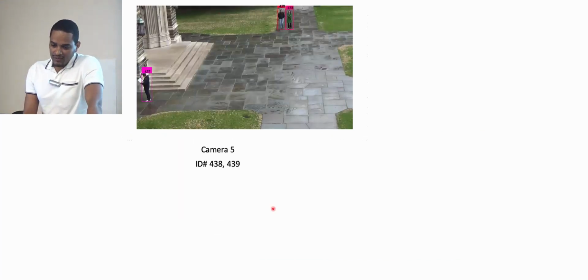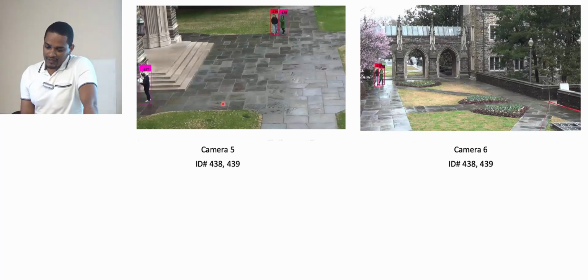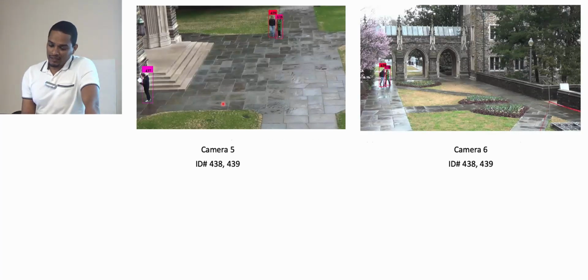There are more examples. These 2 people with IDs 438 and 439 are shown in camera 5. Later they were recorded in camera 6, and we are still able to give them the same IDs in both cameras.